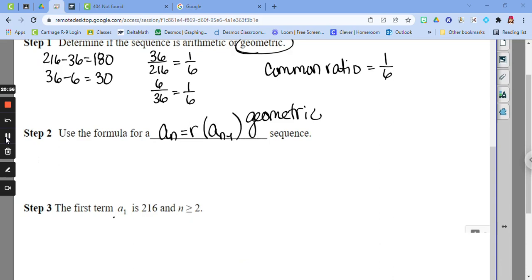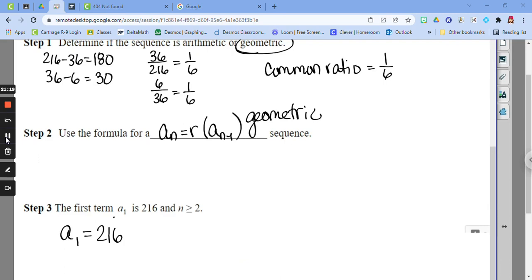So writing this, the whole formula that you need is a sub 1. If you're writing a recursive formula, you have to know what the first term in the sequence is.